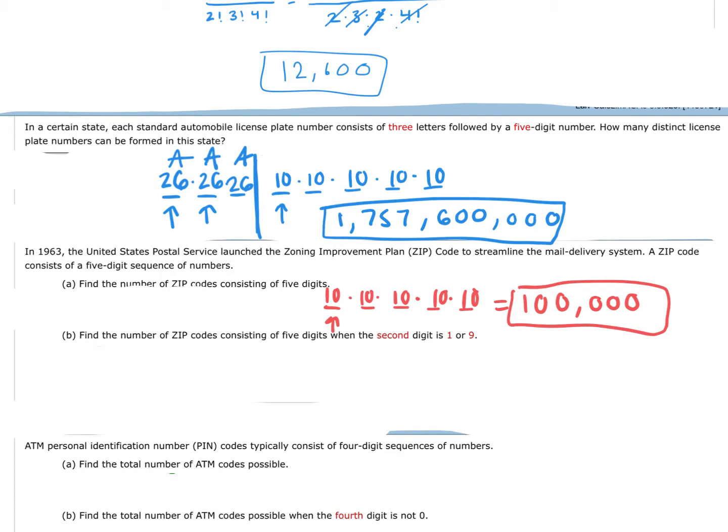B is the same thing, but it gives us a restriction. It says the second digit is 1 or 9. So again, we have 5 digits. How many possibilities do we have for our first spot? 10. What about for the second spot?